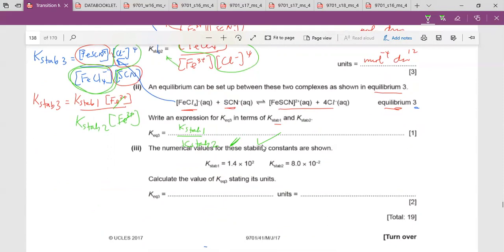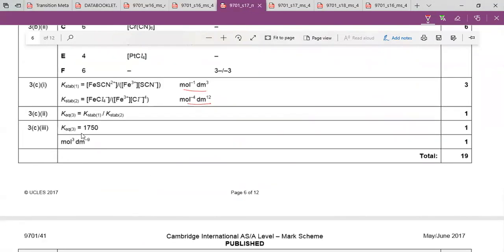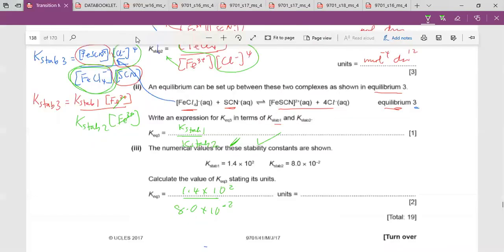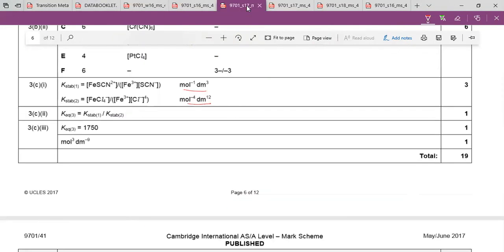So what is K step 3 equals to? K step 1 is here 1.4 times 10 to the power of 2 over 8.0 times 10 to the power of minus 2. Right? You can solve this to make it easier. Is equals to 1750. And what units? No units. Oh, units. Got units, sorry.